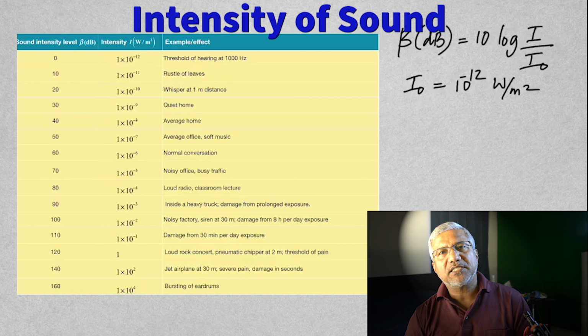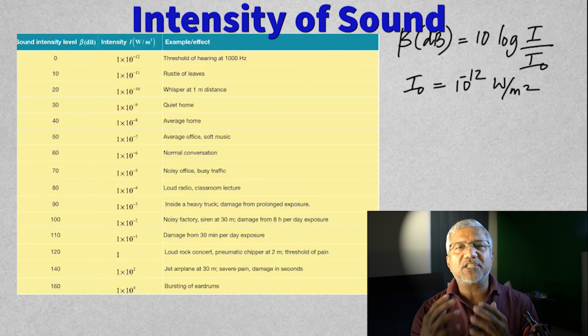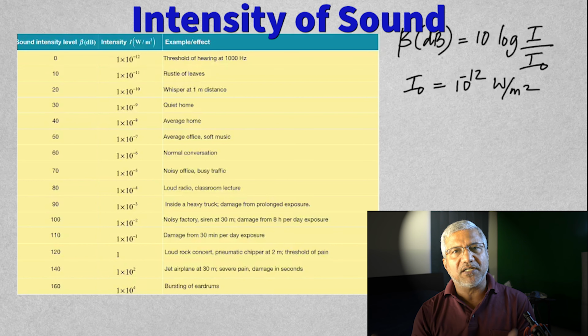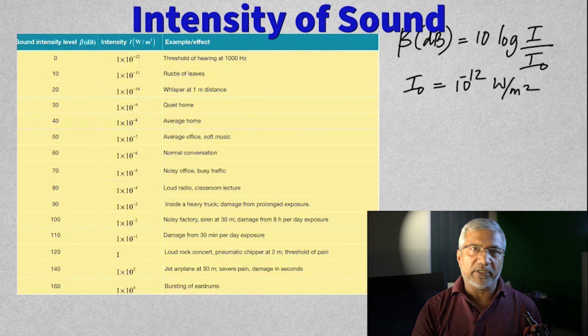Now, I naught is a constant. It's called the threshold of hearing. That means the minimum sound that is perceivable, the minimum sound that can be heard by a listener. It's 10 to the negative 12 watt per meter squared.